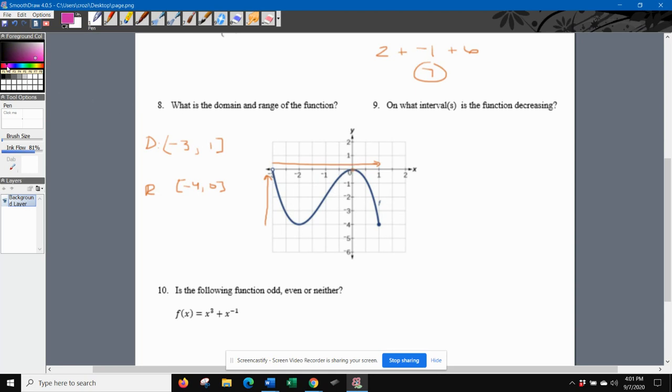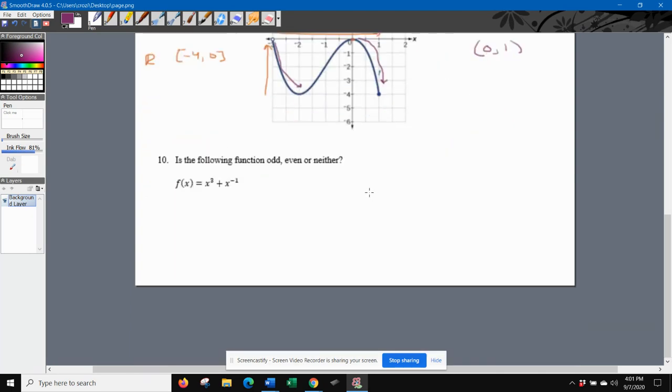On number 9, what intervals is it decreasing? Well, think about the roller coaster. The roller coaster goes down from there to there. So the roller coaster starts at negative 3, goes down to negative 2. And that is union with starting at 0 and going down to 1 is another decrease. Those are the two decreasing sections.